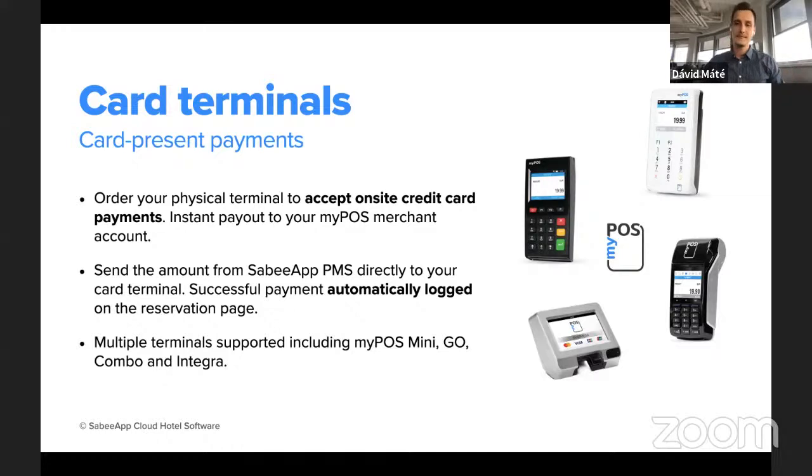What is really, really exciting that we are able to provide through technology is that directly from the SabeeApp PMS, you are able to send the transaction amount to the connected MyPOS terminal. So you don't even need to bother with typing in amounts, maybe making a mistake. That can be done through the PMS, and in case of a successful transaction, the transaction is recorded on the reservation page.